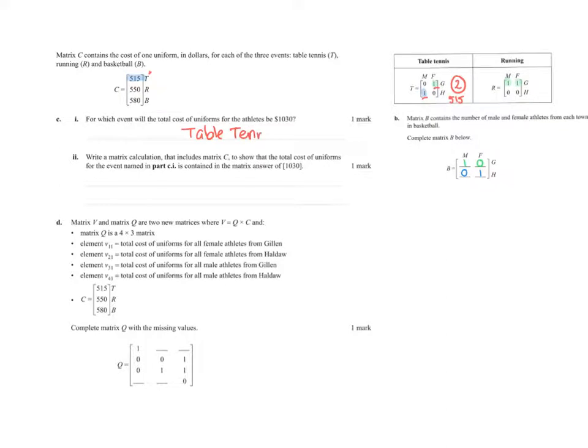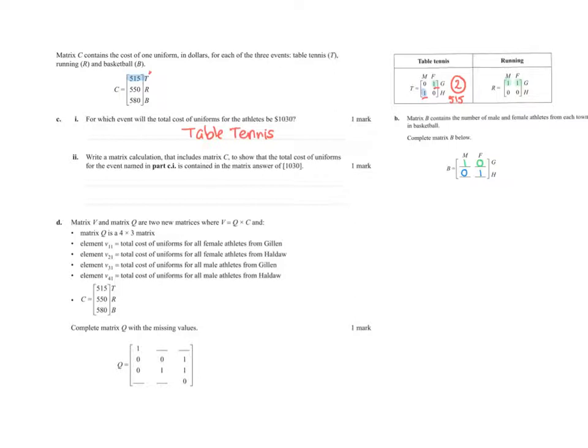It was probably not going to be basketball, because that was a thing you had to find out. And remember, they don't like consequential marks, so it was going to be either table tennis or running. It's something that they've given you. All right, let's look at the next question.